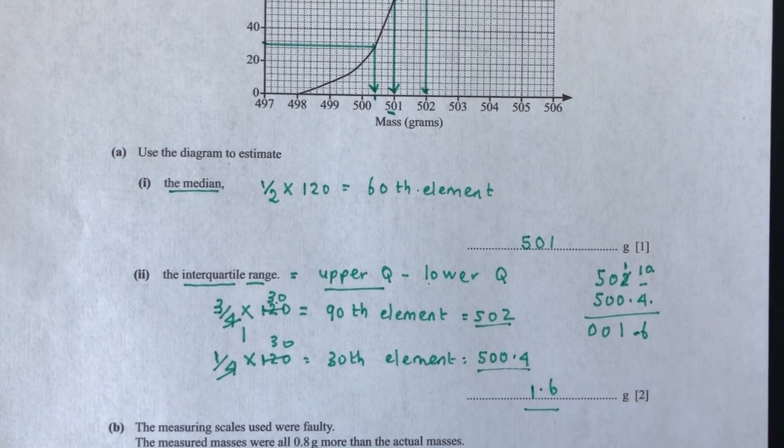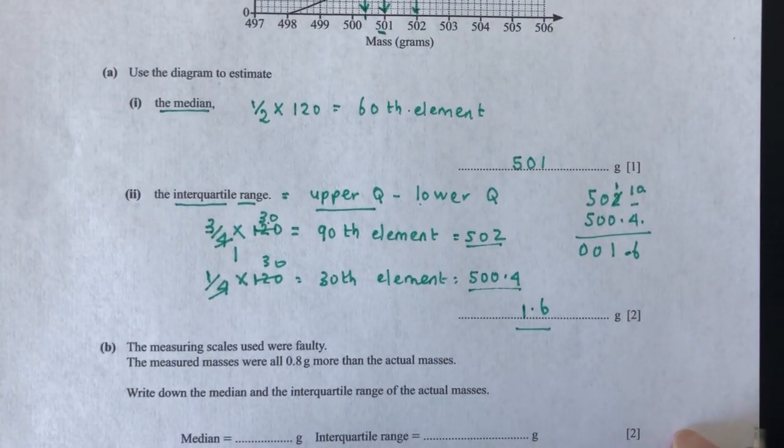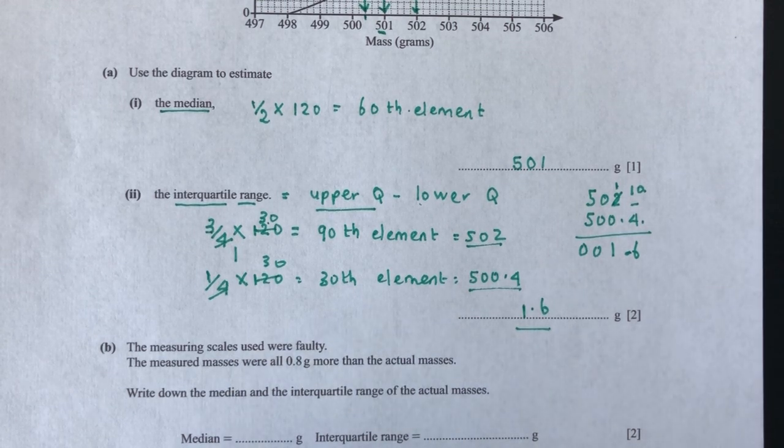Okay, so now part B. The measuring scales were faulty, so there was something wrong with the scales. The measured masses were 8 grams more than the actual masses. So every mass was actually over measured. It was 8 more than the actual masses. So first part, write down the median of the masses.